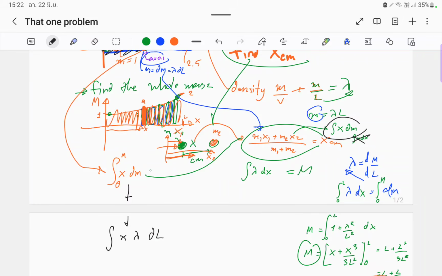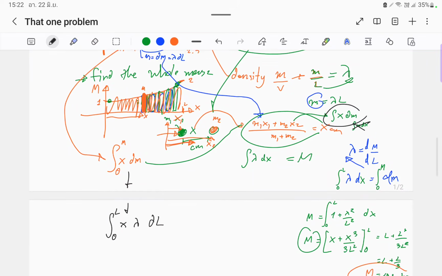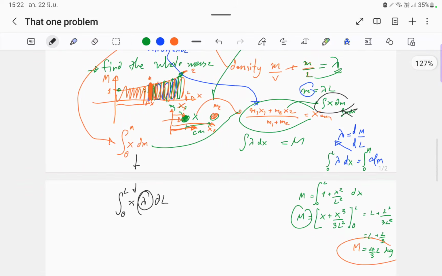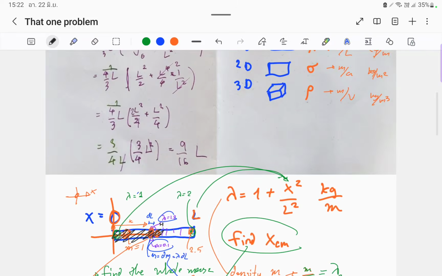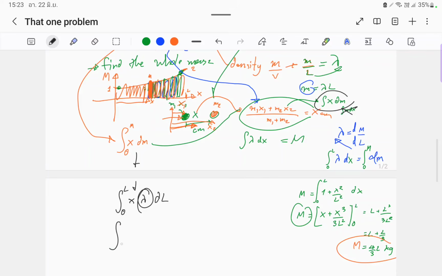And now that the d has changed from m to l, we must change this boundary condition so it starts from 0 to the m, which indicates the whole mass. Now we have to change it to 0 to the l, which indicates the whole length of this object. And we know the lambda here because the problem has given us this, so we have to substitute that also.